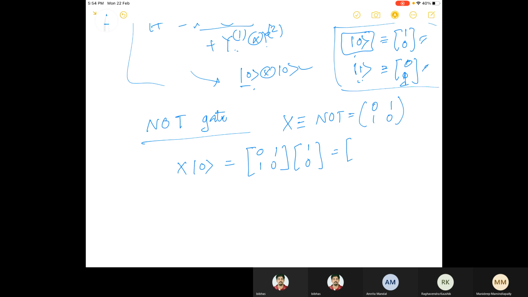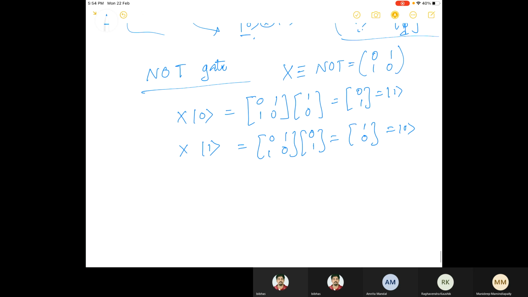I'll get 0 1, so this is 1. If you do that, it is the matrix 0 1 1 0 times the vector 0 1, which gives me 1 0, so that is 0. So what is happening here is that 0 goes to 1 and 1 goes to 0. It is just like the classical NOT gate, because for the classical NOT gate, 0 goes to 1 and 1 goes to 0. Here it is the same thing.